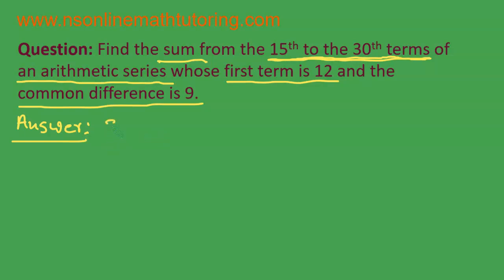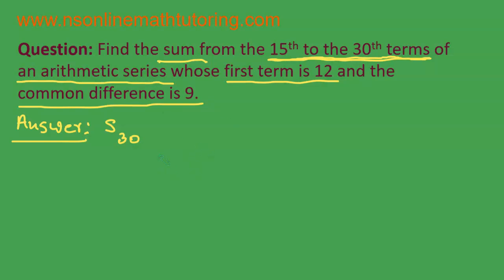We can find the summation of all the 30 terms of this arithmetic series. That can be found out, that will be S30, which will be including all the terms right from the first term to the 30th term. It will be the summation of all the first 30 terms of this arithmetic series, whose first term is 12 and the common difference is 9.